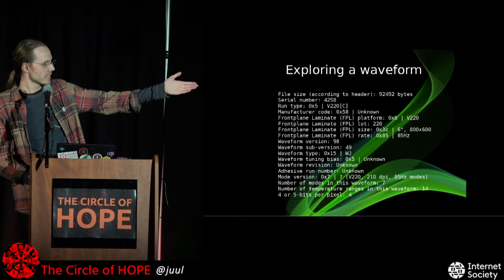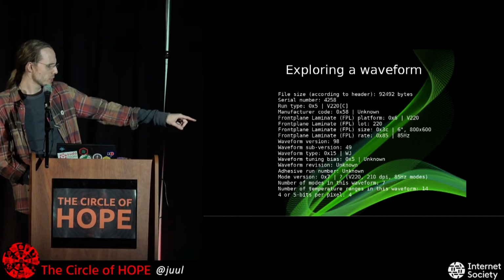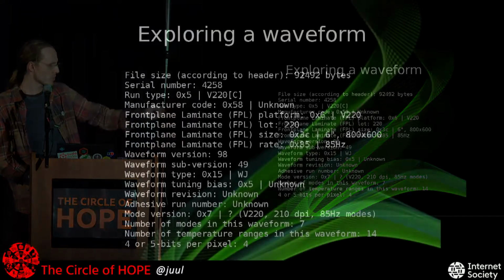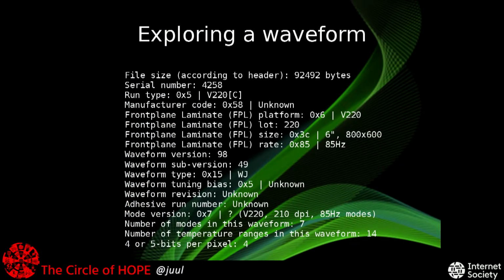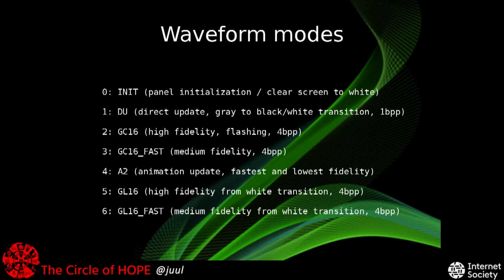It's an 800 by 600, 6-inch display. But then we look at the bottom here. It says there's 7 modes and 14 temperature ranges, and it's a 4-bit per pixel display. That's good to know. So what kind of modes are supported?